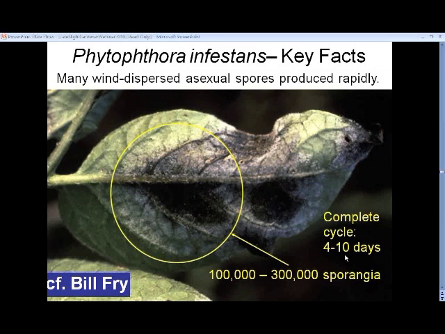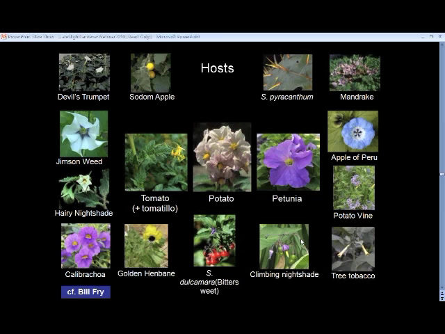Also, the cycle can be pretty quick, 4 to 10 days from that spore moving, landing on another leaf, producing a new spot like this, and producing more spores. So very fast growth and development and spread with this pathogen, which can be very devastating. So typically it moves up to about 20 miles, but you can get some further long-distance movement.